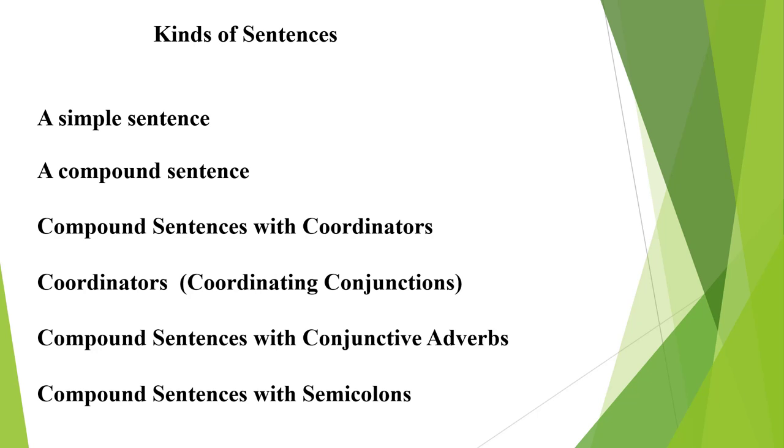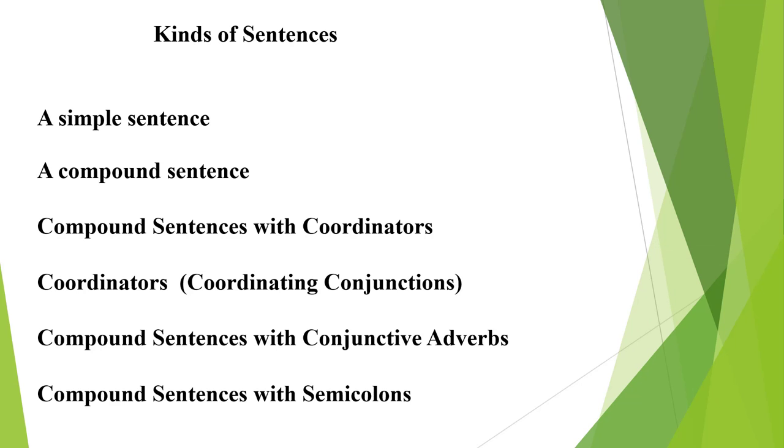Let's talk about compound sentences with semicolons. A third way to form a compound sentence is to connect the two independent clauses with a semicolon alone. Poland was the first Eastern European country to turn away from communism; others soon followed. "Poland was the first Eastern European country to turn away from communism" is an independent clause. "Others soon followed" is an independent clause. This kind of compound sentence is possible only when the two independent clauses are closely related in meaning. If they are not closely related, they should be written as two simple sentences, each ending with a period.